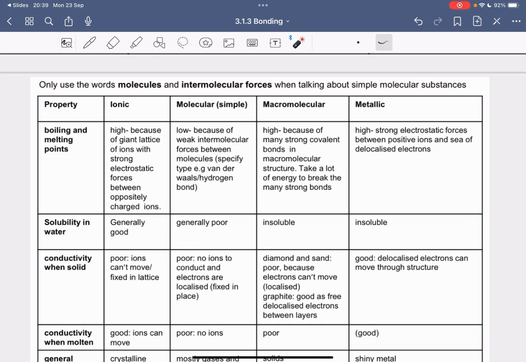Okay, now you know all the different types of molecules you can have. You should know all the different types of properties about them. So firstly, just make sure when you're talking about molecules and stuff, you only use the word molecule and intermolecular forces when talking about simple molecular substances, okay? This is a key mistake a lot of people make.